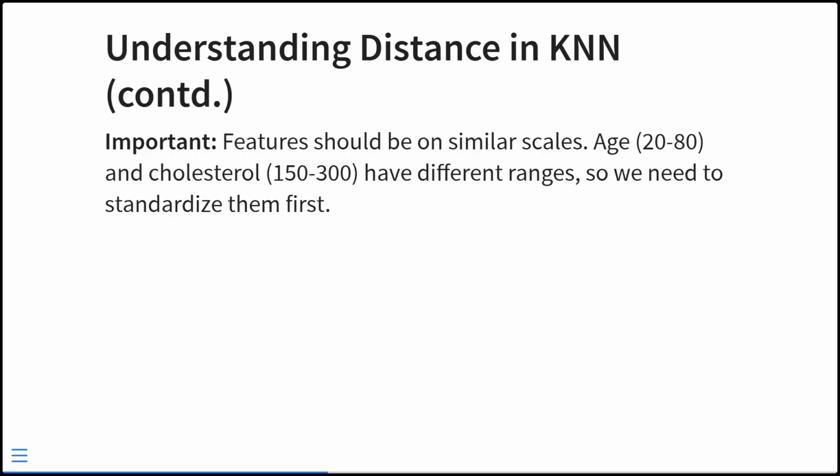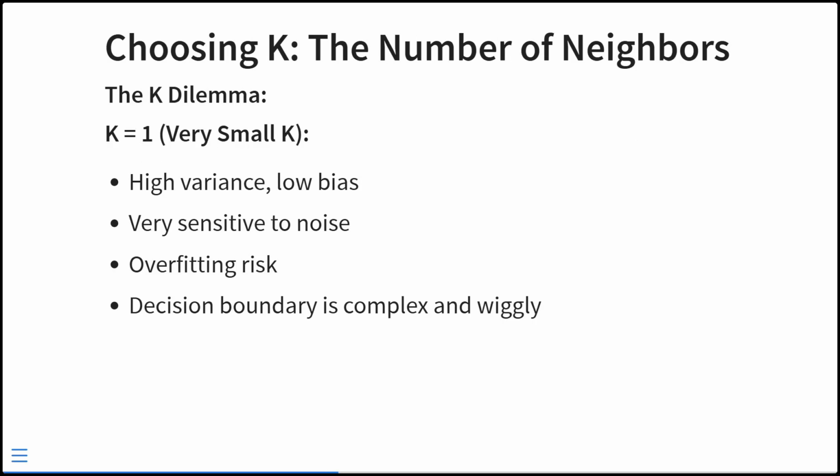So understanding distance in KNN, features should be on similar scales. Age 20 to 80 and cholesterol 150 to 300 have different ranges, so we need to standardize them first. We want to make sure that you standardize your age and also your cholesterol level to avoid outliers dominating. So choosing your K, the number of neighbors, is the K dilemma.